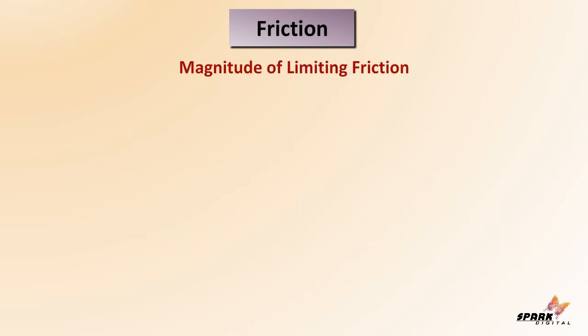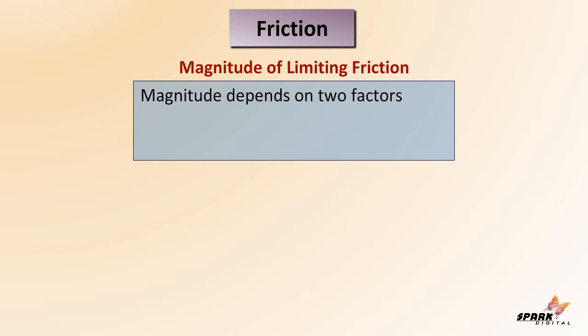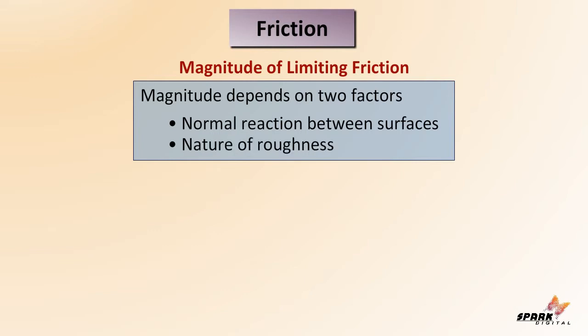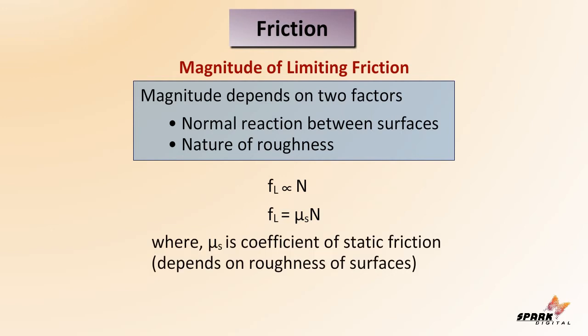Magnitude of limiting friction: it depends upon two factors. First, the normal reaction between surfaces, and second, the nature of roughness. Limiting friction is directly proportional to the normal reaction between the surfaces. Fl = μs N, where μs is the coefficient of static friction. It depends upon the roughness of surfaces.